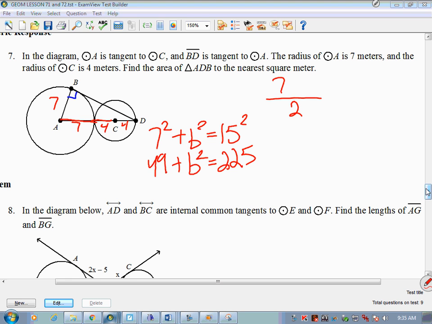Okay, so what's 225 minus 49? 176. All right, what do I want to do with 176? Square root it. Okay, what does that equal? 13.3, I'm told. 13.3. Okay, we want to find the area to the nearest square meter, so the nearest whole. So we want 7 times 13.3.